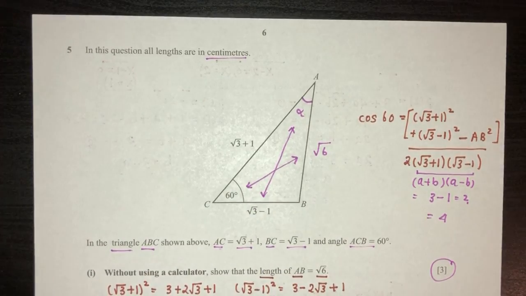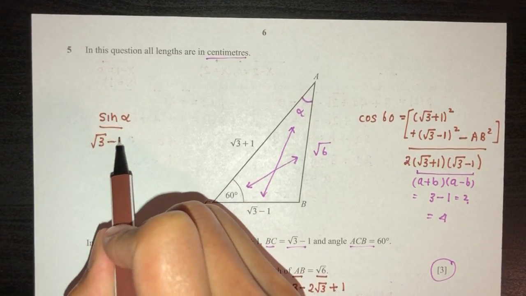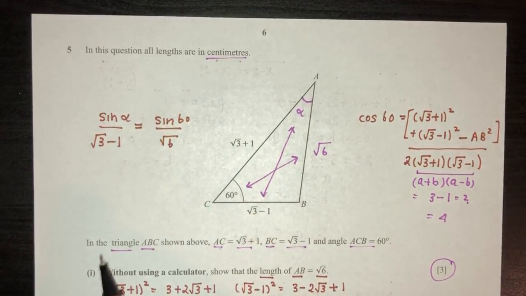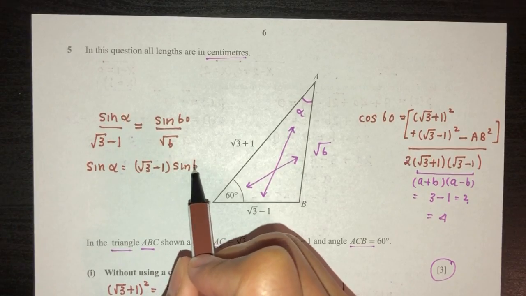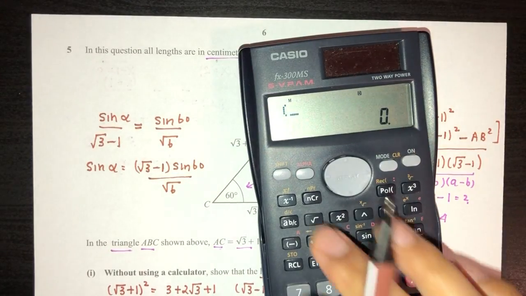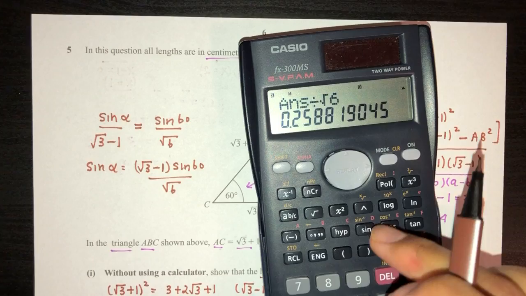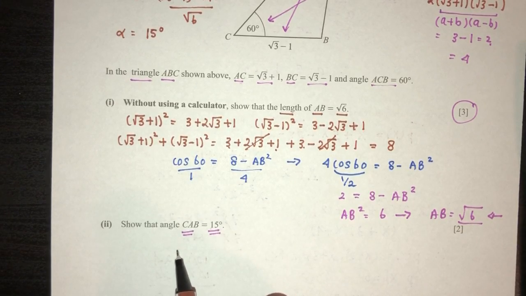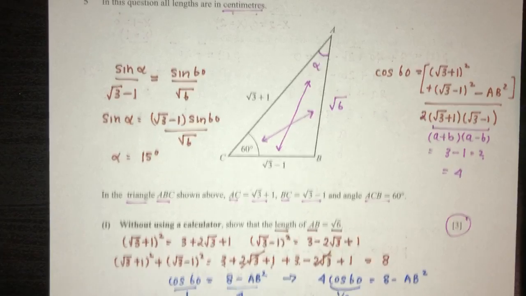So let's write down. Sine rule will be sine of the angle alpha over your side, root 3 minus 1, is equal to sine of 60 over root 6. Now sine of alpha is equal to root 3 minus 1 times sine of 60 divided by root 6. And sine inverse of that should be 15. So alpha should be 15. So this is shown as required. So CAB is equal to 15 degrees, but you have to show how you found your answer according to this sine rule.